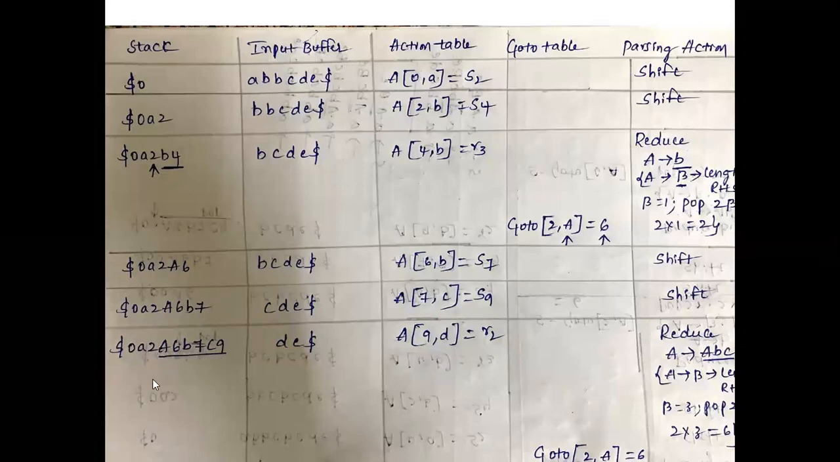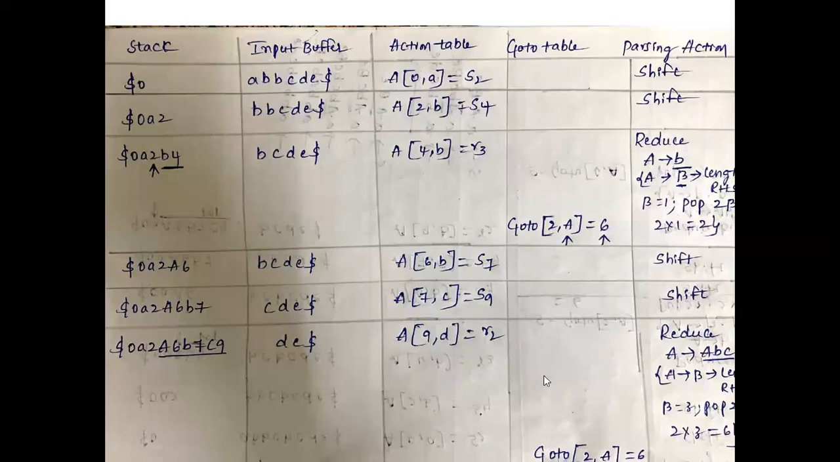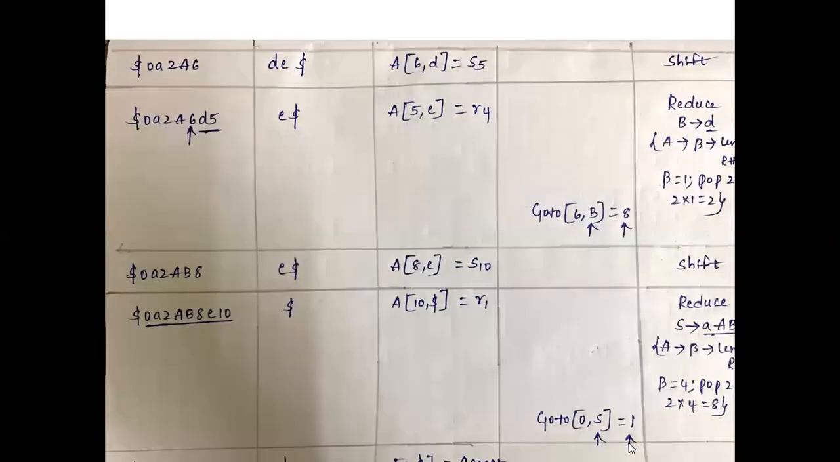Now the top of the stack is 2. Now we need to perform the go to function. Go to of 2 with A, from the table, is 6. Again it is 6. Now pushing this A and 6 onto the stack. Now the stack consists of 0, A, 2, A6, and the input buffer consists of D, E, dollar.